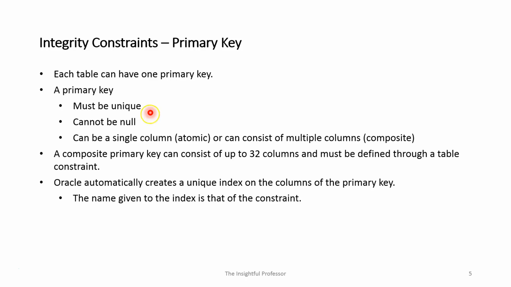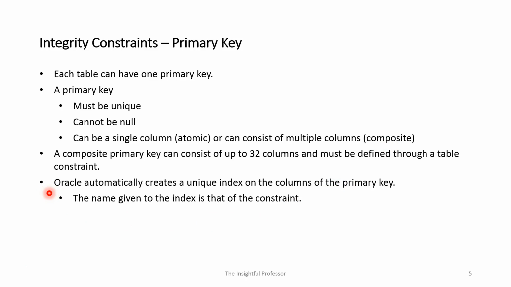But the other property is that it can't be optional. It's a required field. It cannot be null. So for example, if we're dealing with employees in a company, every employee presumably must have a badge and hence a badge number. So it can't be null. And that badge number serves to uniquely identify one employee, distinguishing them from all the others. Based on that, the badge number could qualify as the primary key. And as we said, it could be a single column, atomic, or multiple columns, composite.